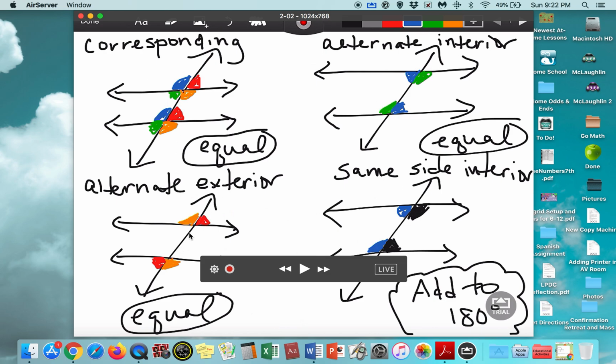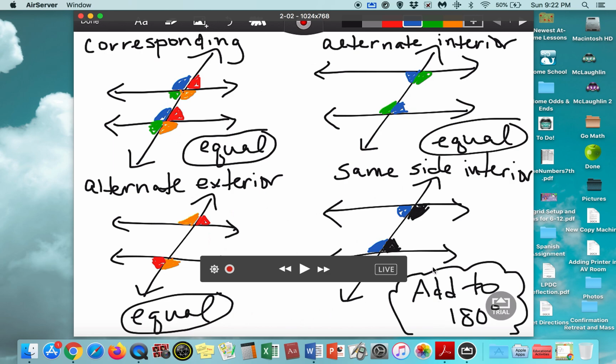Okay, next we have alternate exterior. So exterior angles are on the outside of the parallel lines. So this orange and this orange would be alternate exterior, it's kind of at a diagonal, and the red would be alternate exterior, and those are always equal.